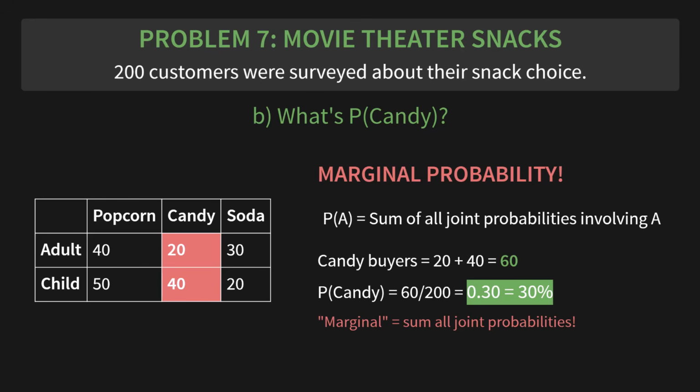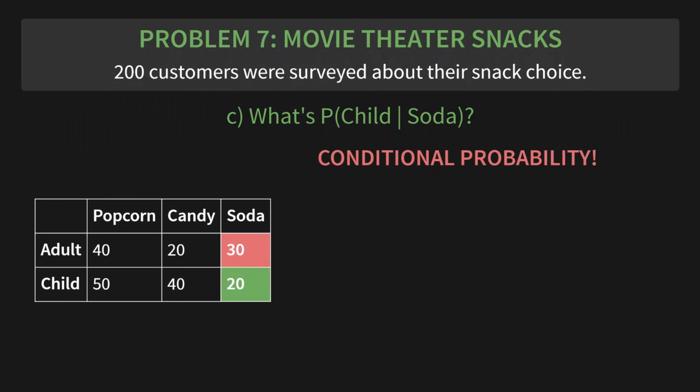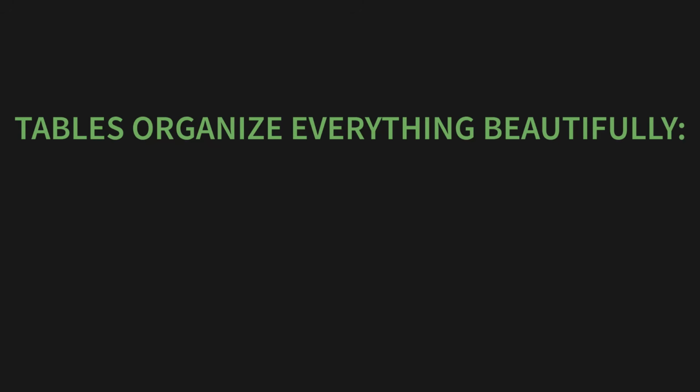Okay, here's where it gets really interesting. What if someone already bought soda? What's the probability they're a child? Now we're doing conditional probability. We've narrowed our world down to just soda buyers. Let's focus only on those 50 soda buyers. How many are children? 20. So out of soda buyers specifically, 40% are kids. Makes sense. Kids love their soda at the movies.